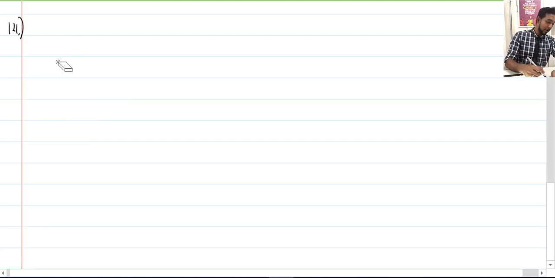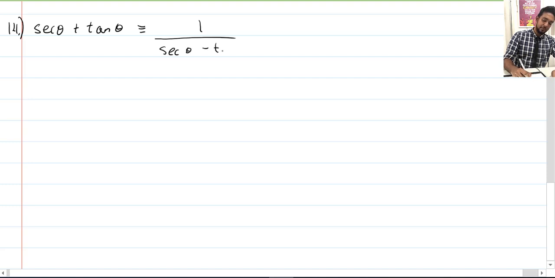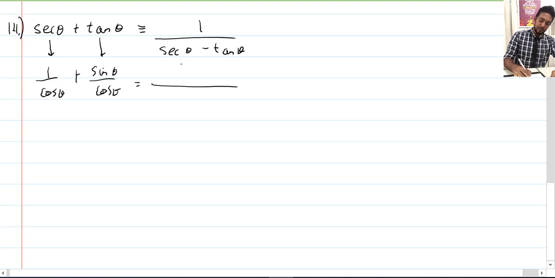Yeah. Alright, so number 14 now. Sec theta plus tan theta is identical to 1. Alright, this resembles one that came, I think, in the 2012 paper. So let's start with this side. Sec is 1 over cos, right? Tan theta is sine over cos, yeah? So common denominator would simply be cos theta, yeah? Numerator would be 1 plus sine.